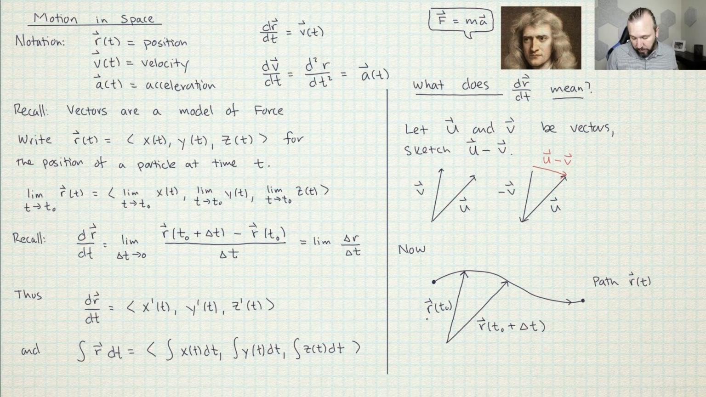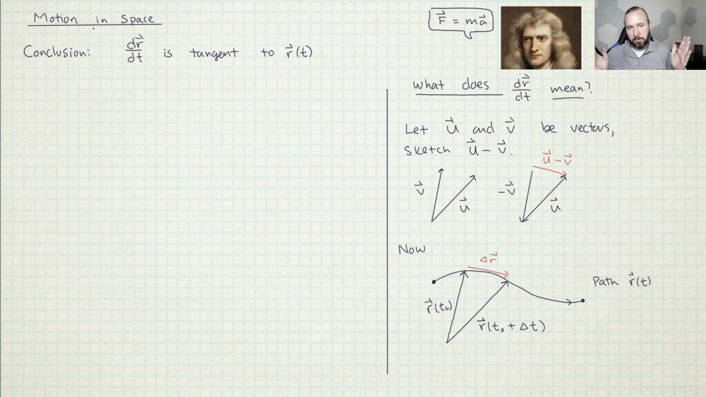So I've drawn the position of the particle at time t0, and I've drawn the position of the particle just slightly forwards in time. We've increased time by some very small amount called delta t. And then, as before, when we calculate the difference in r, we're going to get that vector right there. Now imagine delta t going to 0.